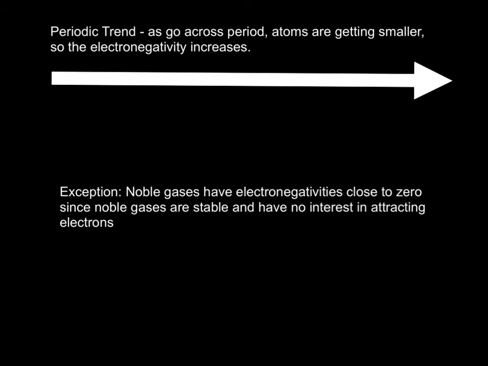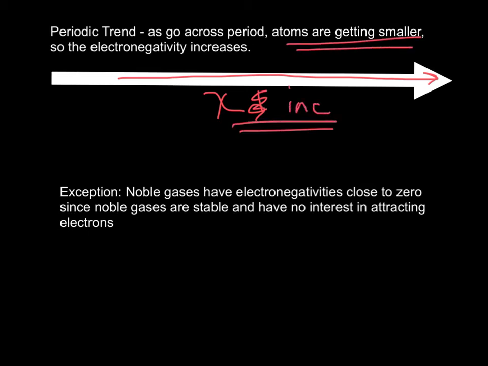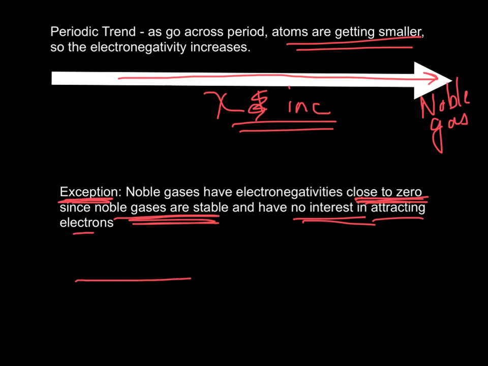The periodic trend, pretty simple. As we go across the period, we learn that atoms are getting smaller, therefore the electronegativity is going to increase. Atoms are getting smaller, so electronegativity gets bigger. There is an exception, however. At the very end of each period is a noble gas. The trend predicts that noble gases would have the highest electronegativities, but they actually have electronegativities pretty close to zero. They're already really, really stable, and they have no interest in attracting electrons. So it increases, but right at the end, there's the smallest one. So there's an exception that you just have to remember.